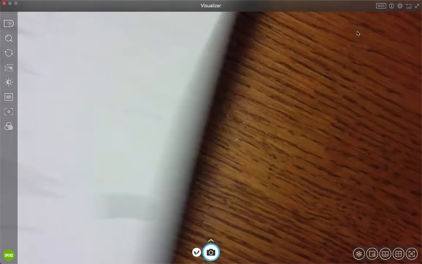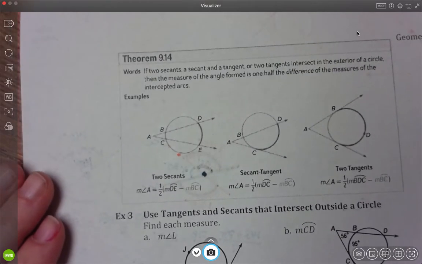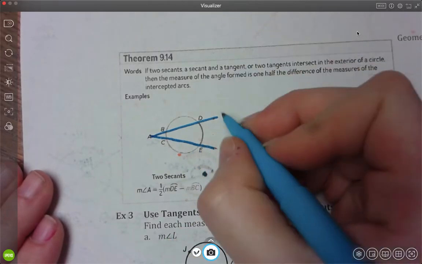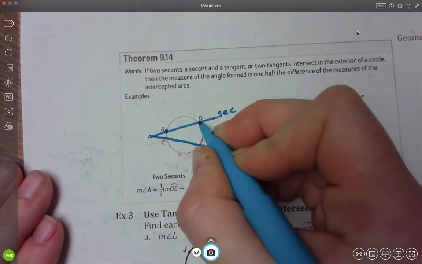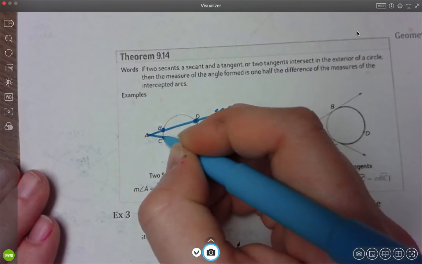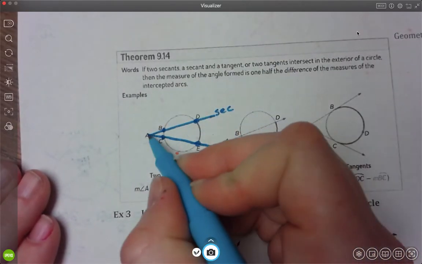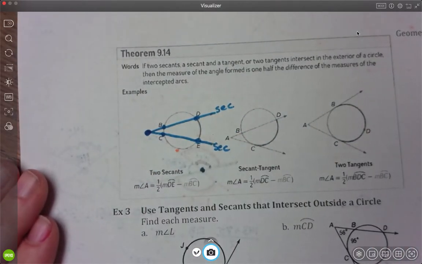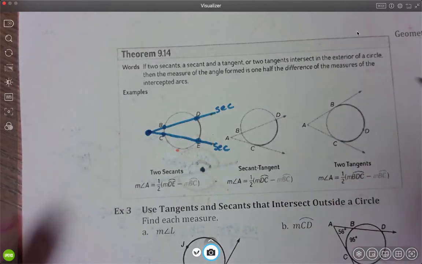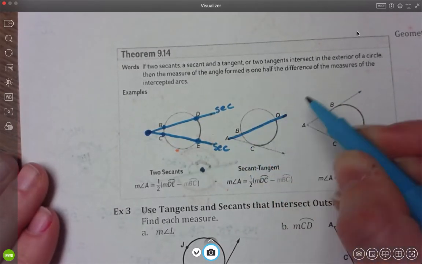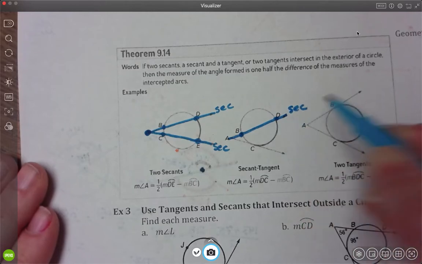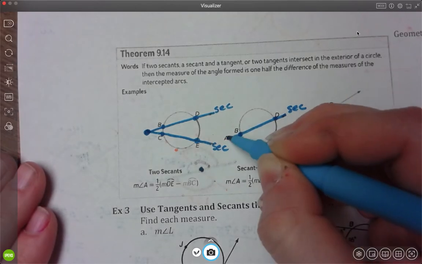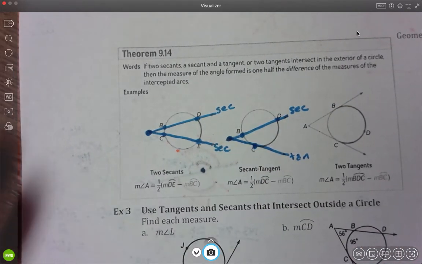Now over here on the back side, this is the last concept. What I have going on here is I have this line here and this line here. This is a secant line because it's touching at 2 points, and this is a secant line because it's touching at 2 points. And where they are intersecting is point A, which is on the outside of the circle. The point where they're touching is on the outside of the circle. This one I have a secant line here because it's touching at 2 points. This bottom one here is only touching at 1 point, so that's a tangent line. But again, both of those are touching on the outside of the circle.